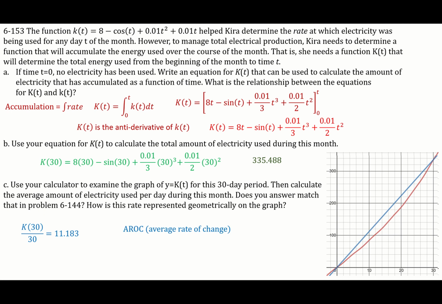So if you're finding the average rate of change, you're going to end up with the slope of the secant, because average rate of change is always represented by the slope of the secant line. If it was instantaneous rate of change, as in the actual rate, that would be the slope of the tangent. But when you're talking about the average over the course of 30 days, the average rate is going to be the slope of the secant.